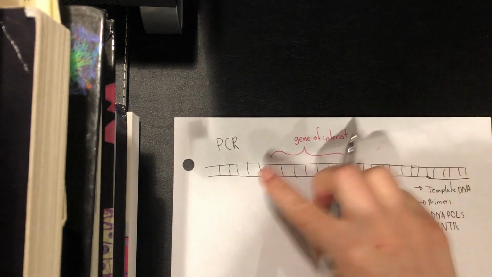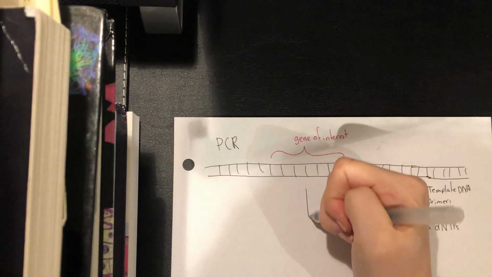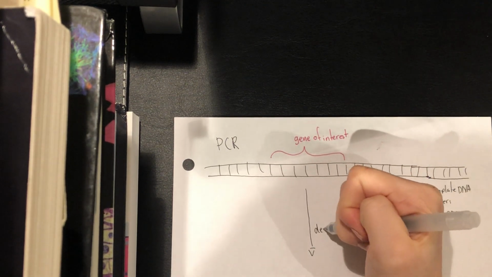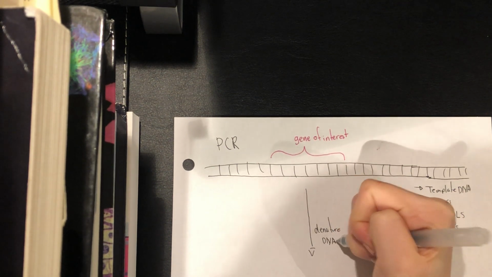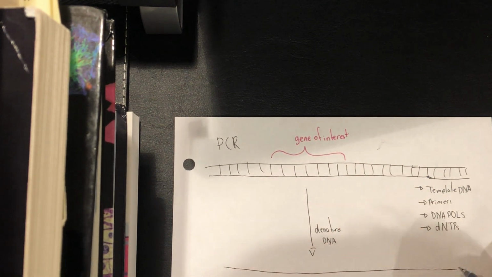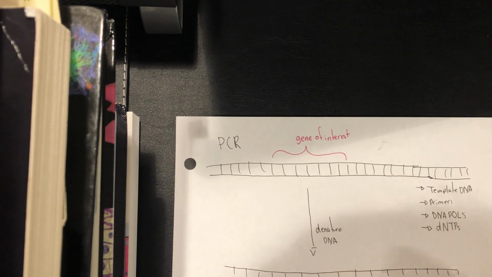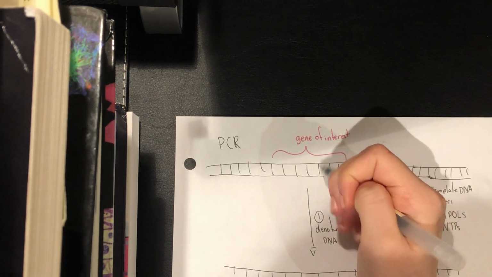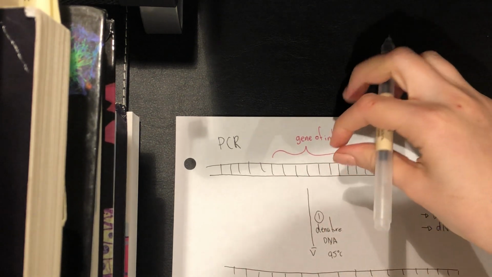So, in order for us to do multiple rounds of replication, the first thing we're going to want to do is denature our DNA. And what denaturing the DNA is going to do is give you access to the DNA strands, right? So just like this. This is step 1. You're probably going to do this at about 95 degrees so that the DNA strands are going to separate.